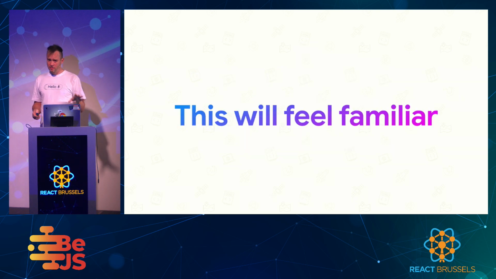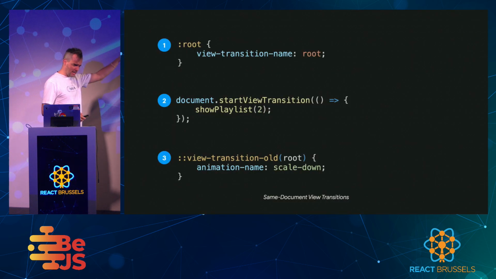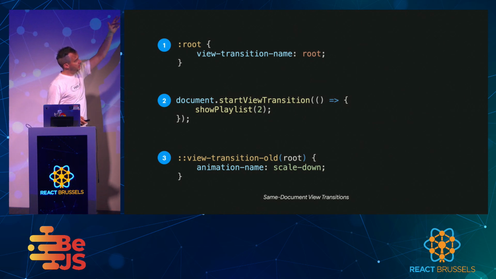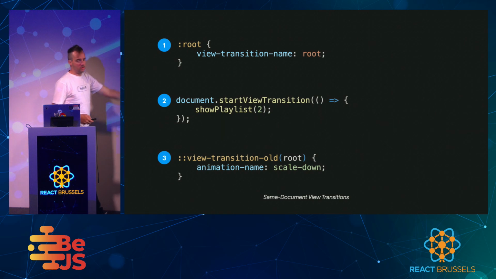And it will feel very, very familiar, because if you recall, these are the 3 steps for same-document view transitions. You declare all the names, you trigger it, and then you customize with animations.